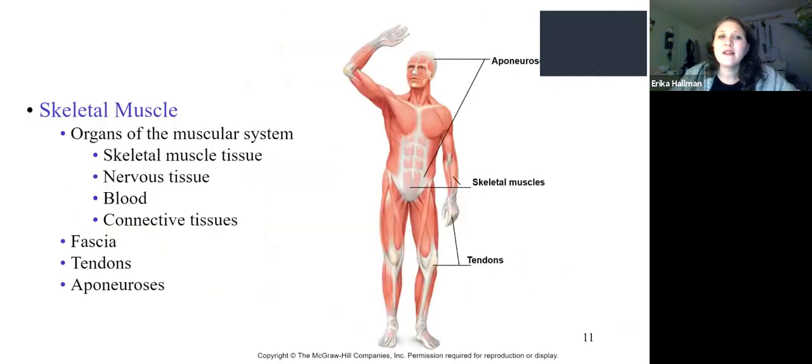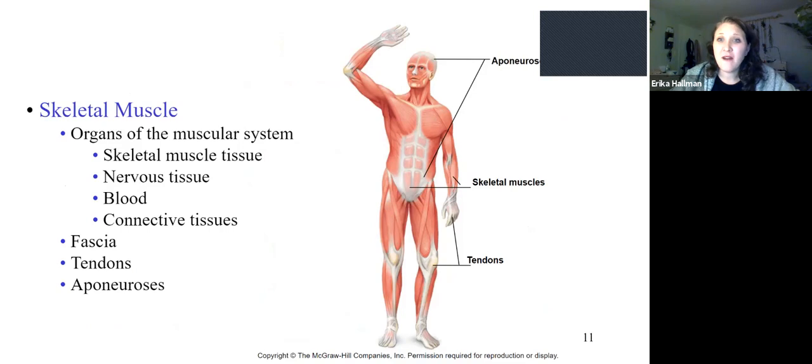When we talk about skeletal muscle, it is going to be accompanied with a couple other parts of our anatomy. So skeletal muscles are going to be innervated with nerve tissue.